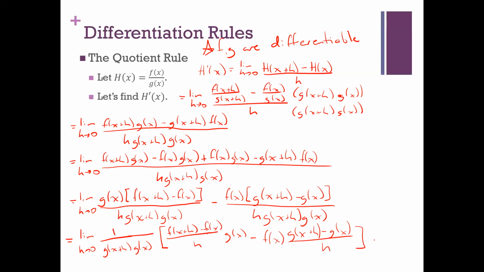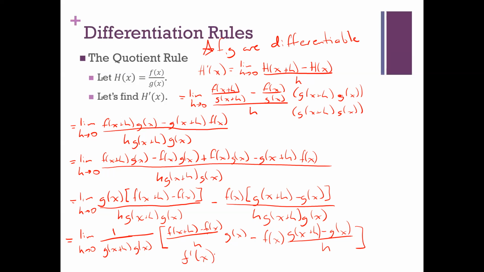So now that I've moved everything and factored out in convenient ways, do we see any limits here that look familiar? How about this, f of x plus h minus f of x over h? What does that look like? If I take the limit as h approaches 0, what does that become? Not f of x, but something related to it. So this part right here is going to become f prime of x.